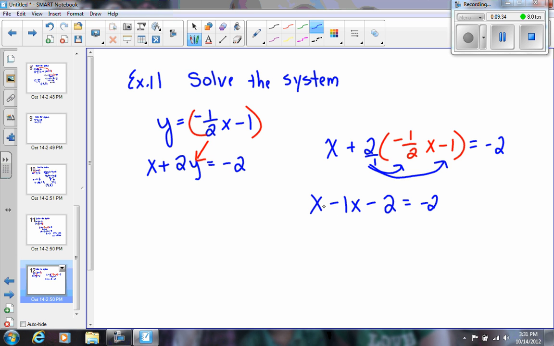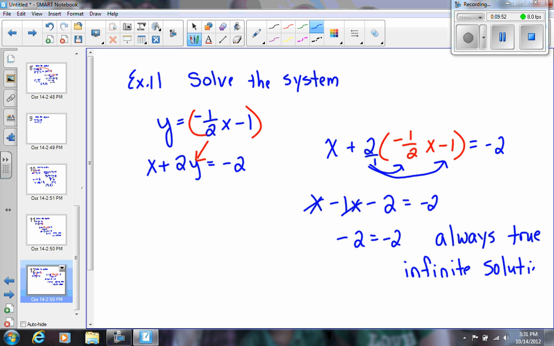Well, here again, the x's cancel. x minus x cancels. So I get negative 2 equals negative 2. Well, that's always true, which means there are infinite solutions. Which means if you graph these two equations, these are the same line. And remember, we had a name for that. That meant that this was consistent and dependent when we had the same line.